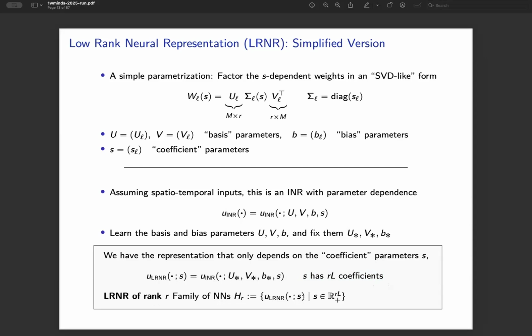And then we allow this S to vary. For example, we allow them to be positive. We set them to be arbitrary positive numbers, in analogy to the SVD-like factorization here. In the SVD, the diagonal entries are non-negative. Okay, so that is a learner.